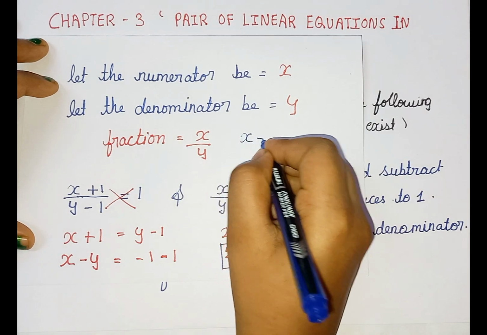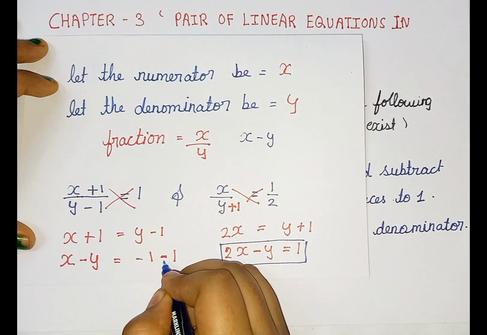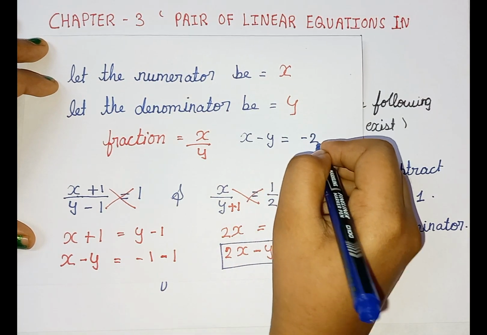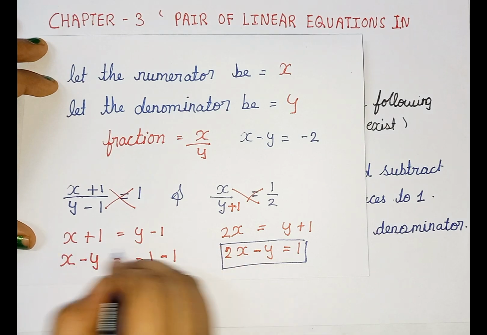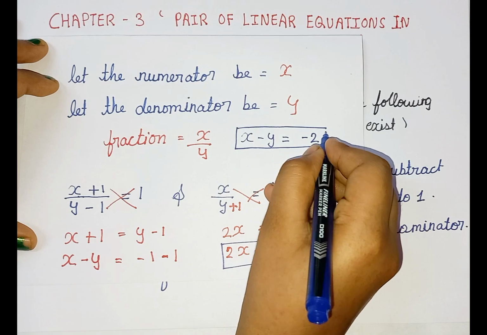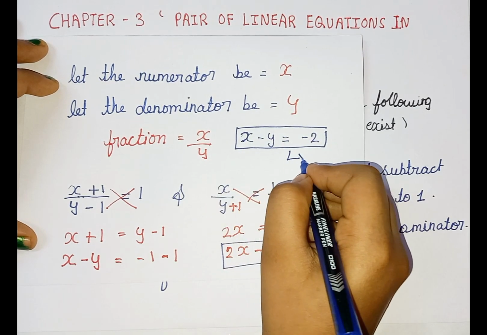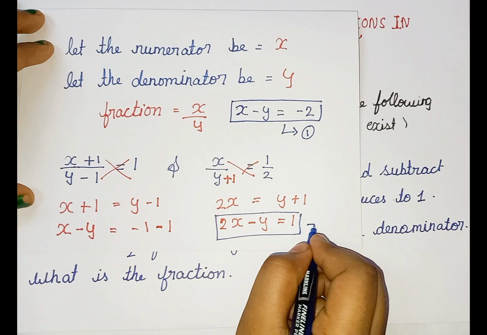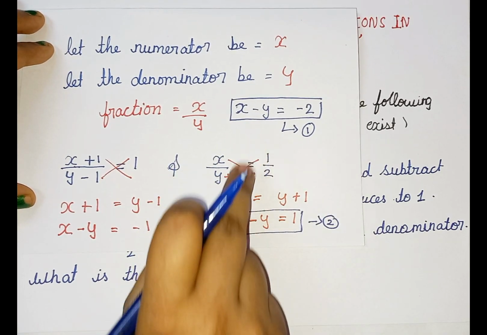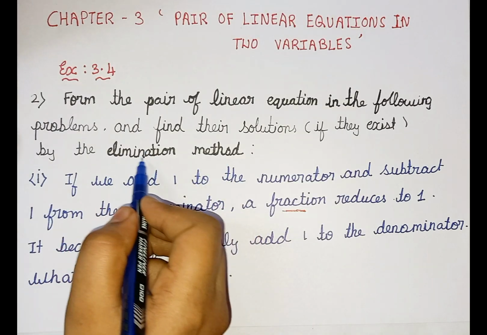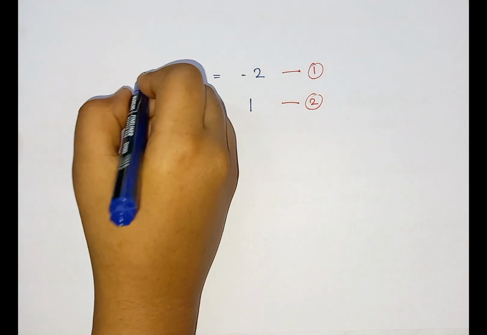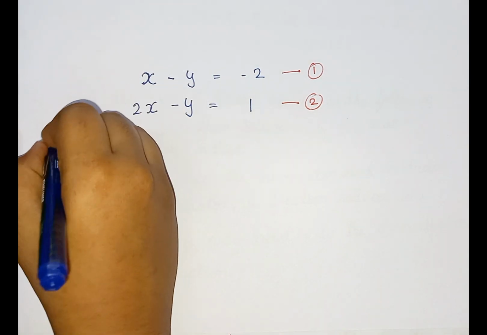So x minus y, minus and minus is plus, so 1 plus 1 is 2, and then minus 2. When I solve this one, I get this value. So I have one more equation. I can take it as equation number 1, and this one is equation number 2. Now I am going to solve these both equations by the elimination method, because in the question they mentioned the elimination method. So these are the two equations.